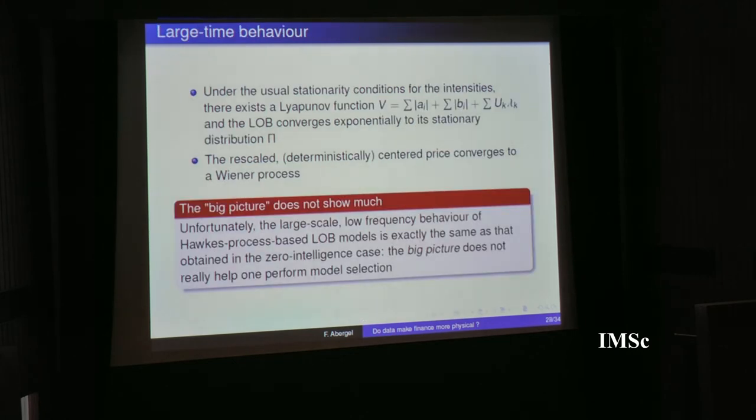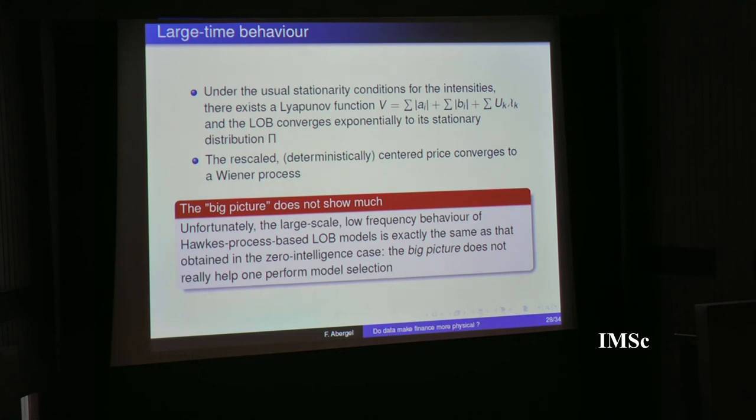So let me just make not a conclusion, but one before the conclusion. Yeah, I'm almost finished. So what about large time behavior? Large time behavior is what happens when you zoom out of the market. You have all these microscopic phenomena occurring at the individual order level, and you look from very far away. What do you get? Well, you get exactly what you would get with a Poisson-driven zero intelligence model, or with a Black-Scholes model. You get a Wiener process. So you get a Brownian motion, essentially.